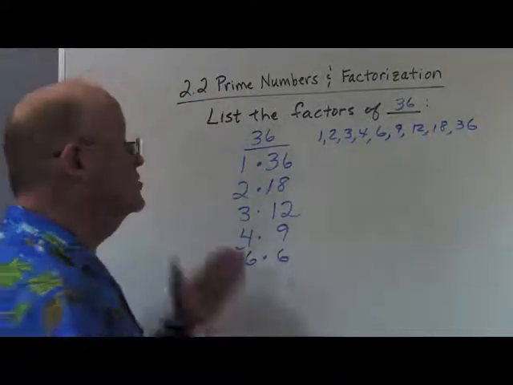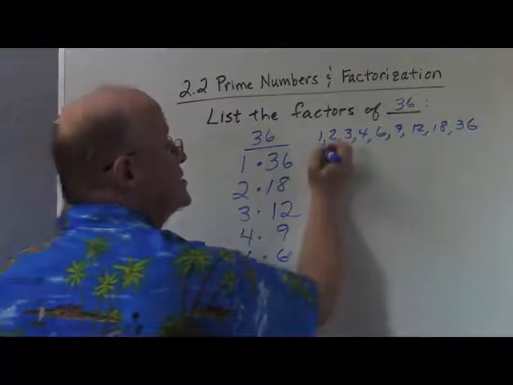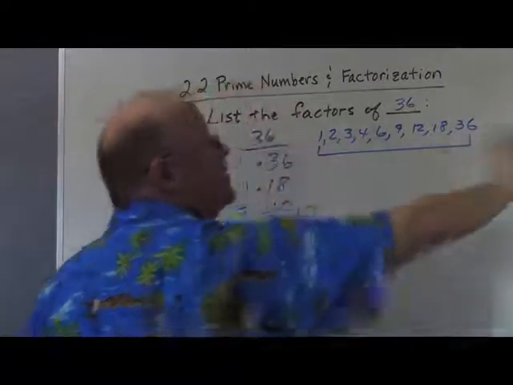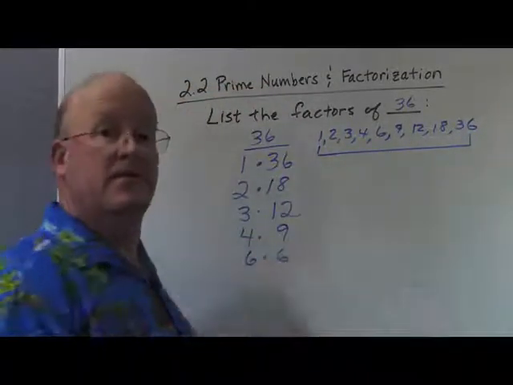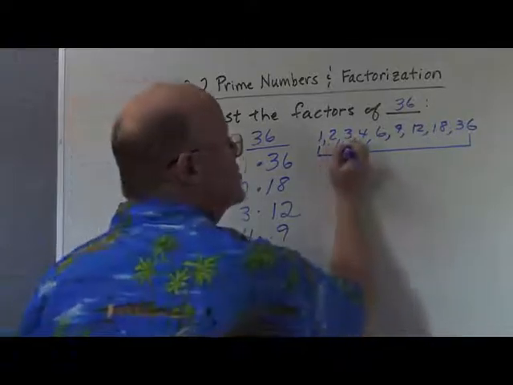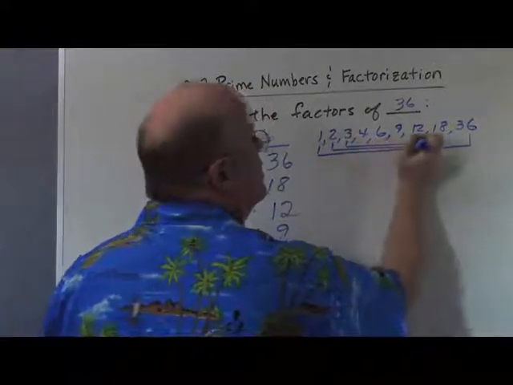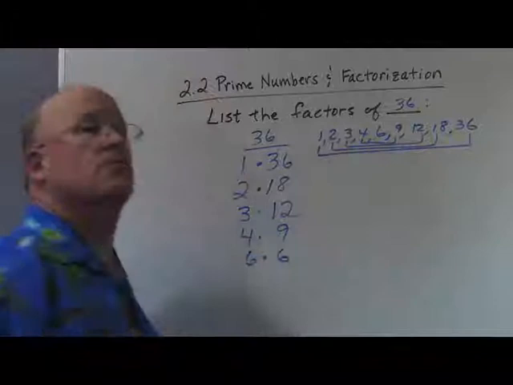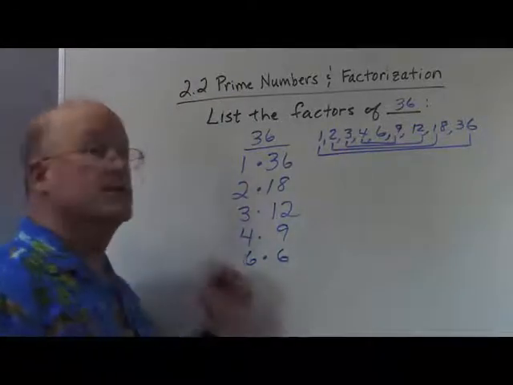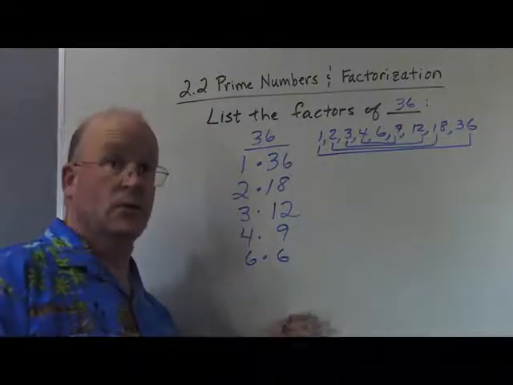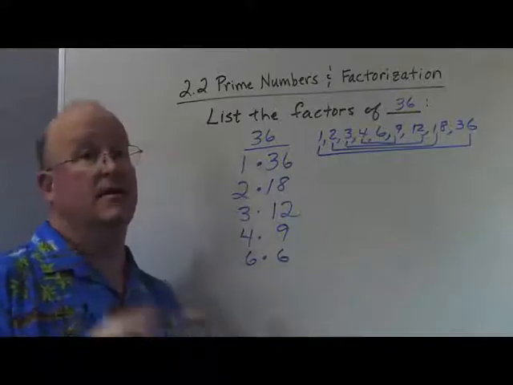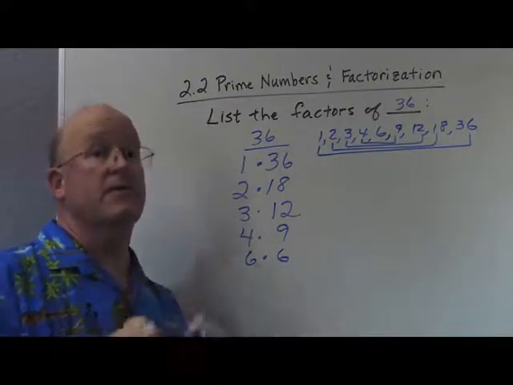Now some people don't write it out this way. They just like to start with 1 and they write 36 off to the right, hoping they've left enough space in the middle. Then they start with 2 and they pair them up this way and generate their list. But you need to know your divisibility tests in order to generate this list, and the better you know your times tables, the better you're going to be at this.